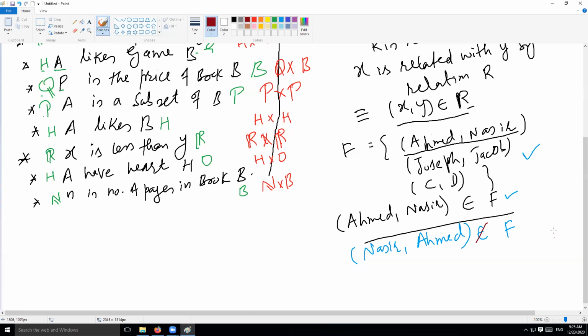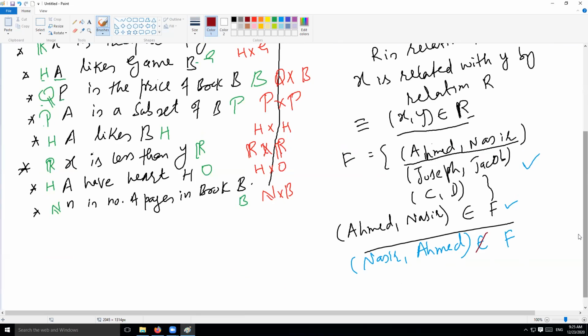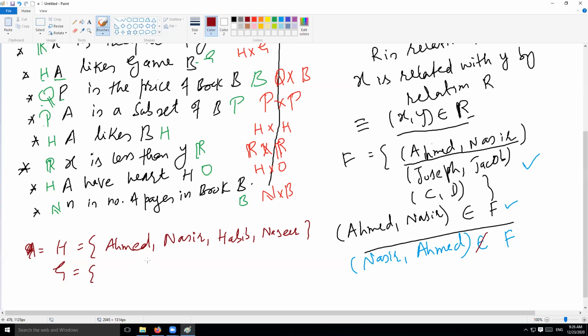Sometimes reverse is true, and most of the time reverse is not true actually. So for example, let's take another set, set H. In H you have, for example, Ahmed, Nasir, and Habib, and so on and so forth. And there are some games actually. So what are your favorite games? Maybe someone likes cricket, someone likes soccer, someone likes hockey.